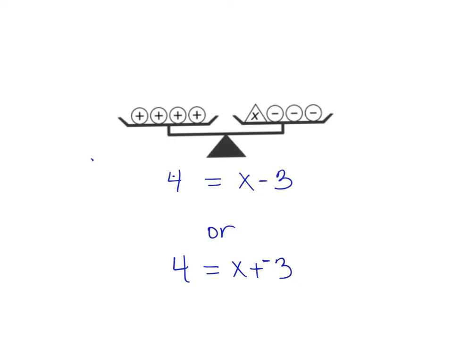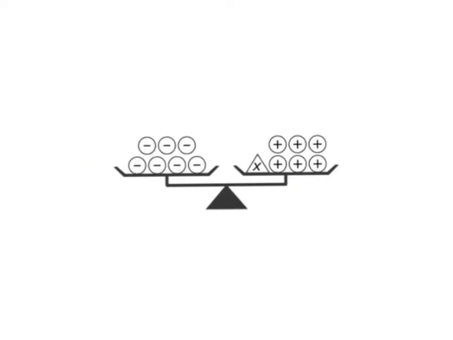Addition is the opposite of subtraction. They are inverse of each other, and both of these actually represent the same thing. Here's another example. So I have 1, 2, 3, 4, 5, 6, 7, negative 7 on my left side is equal to x plus 6.